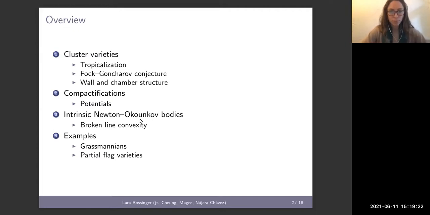So let's just get started with cluster varieties and the first part: tropicalization, a certain conjecture, and the wall and chamber structure.